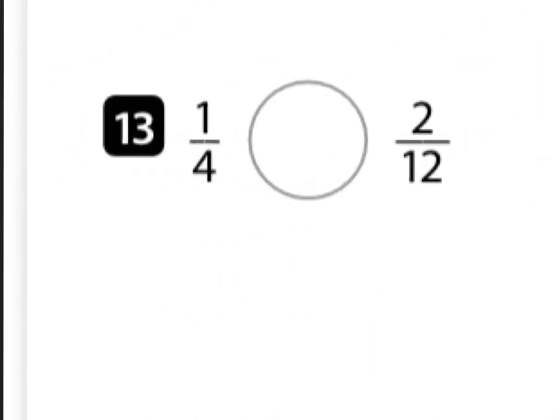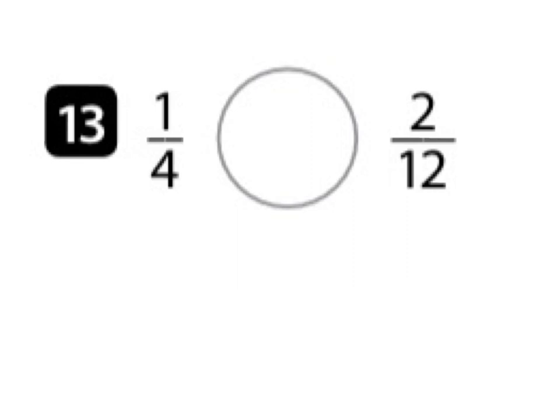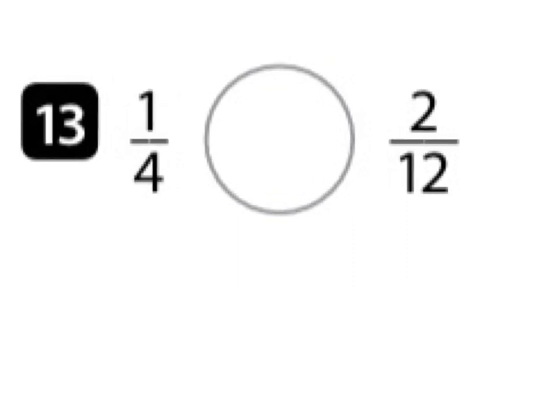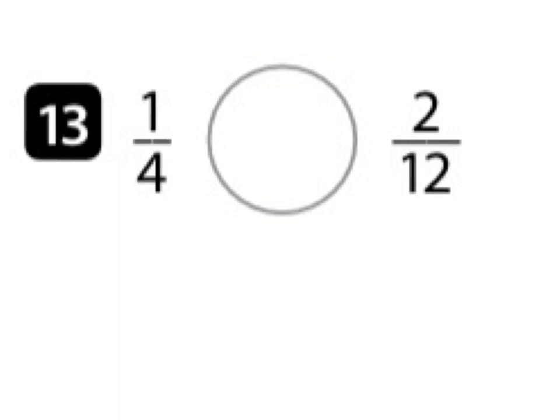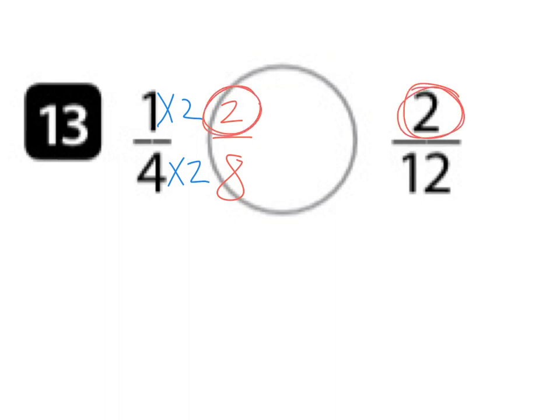All right, number 13, you have 1/4 and you have 2/12. This one I'm going to go ahead and get a common numerator. So I want to get my numerators to be the same. In order to get 1 to 2, I would multiply by 2. Whatever you do to your numerator, you must do to your denominator. So right here you'd have 2/8. Now, whenever your numerators are the same, you look at your denominators, and whichever denominator is smaller, that is going to be your larger fraction. So that's another trick to know there.